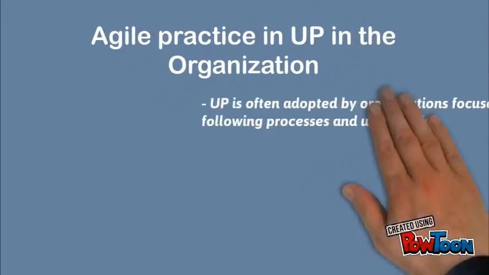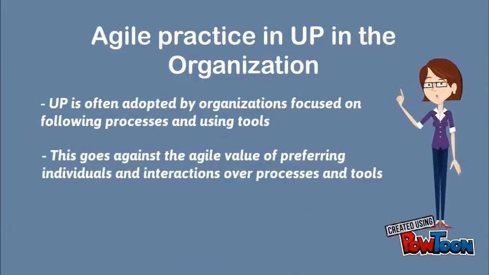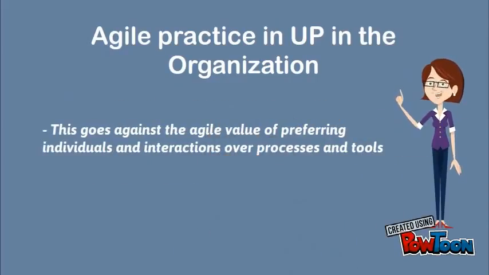To succeed in adapting Agile principles in the unified process, the organization's culture must be receptive to both the unified process and to Agile. The goal of organizations that adopt the unified process is often to instantiate a fairly rigid and prescriptive process, whereas organizations that adopt Agile want to work in a more flexible manner. Unified process is often adopted by organizations that do not accept the Agile. Their focus is often on following processes and using tools which go against the Agile value of preferring individuals and interactions over processes and tools.